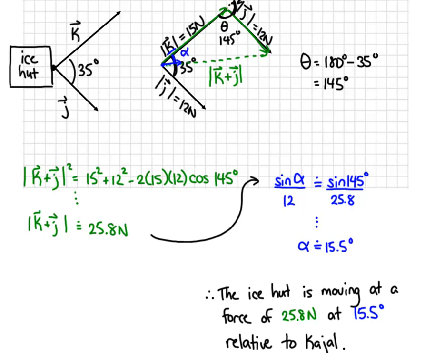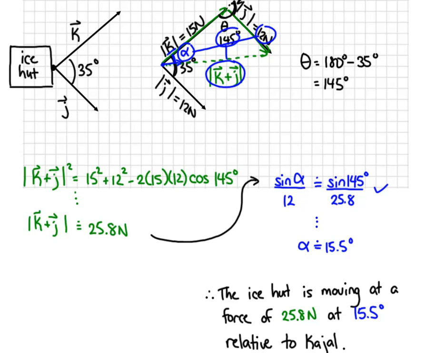Okay, so I'm going to find alpha, and then I'm going to say, oh, this ice hut is going to move 25.8 newtons at a certain angle relative to K. So how do we find that angle? Well, I have a pair of angles and sides that are opposite, and so I can set up sine law. And I'm not going to go through the steps. I mean, let's be honest, this is grade 10 stuff. Okay, so the hardest part is actually just drawing the diagram.